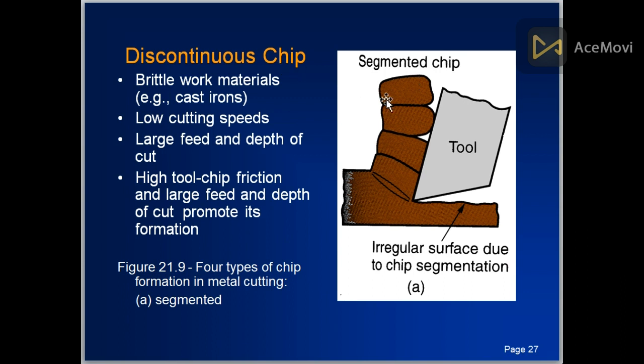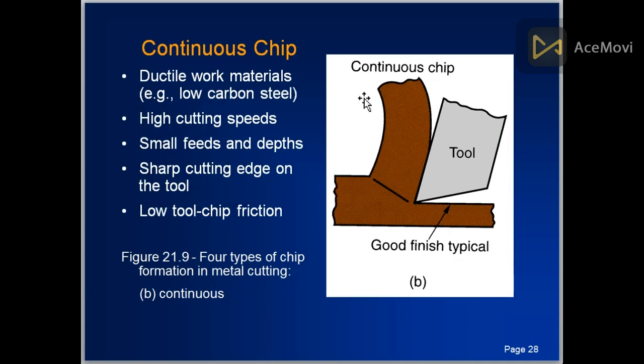Discontinuous chip is like segmented chips, with breakage and stopping. This happens in the case of brittle work material, for example cast iron, when there is low cutting speed, large feed, high depth of cut, and high tool-chip friction. These are some conditions on which discontinuous chips are formed. There is an irregular surface due to chip segmentation.